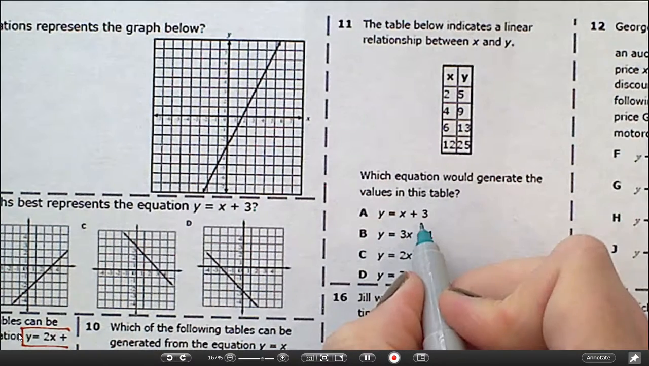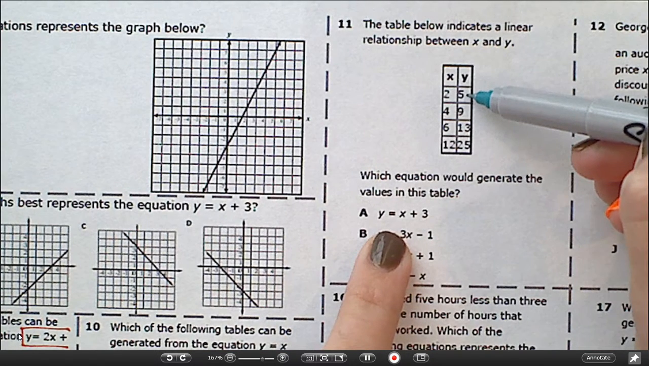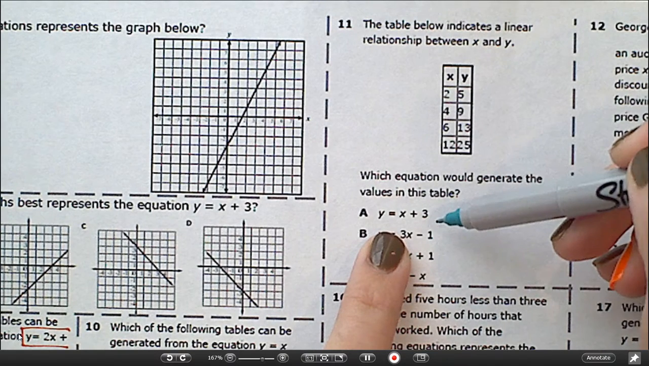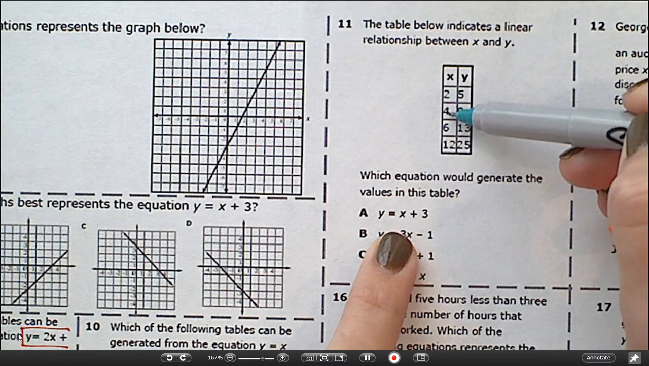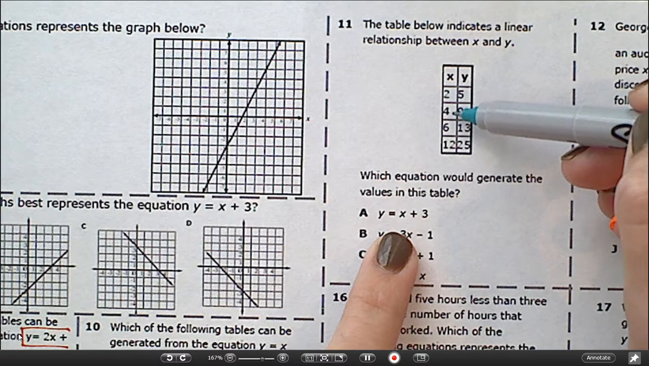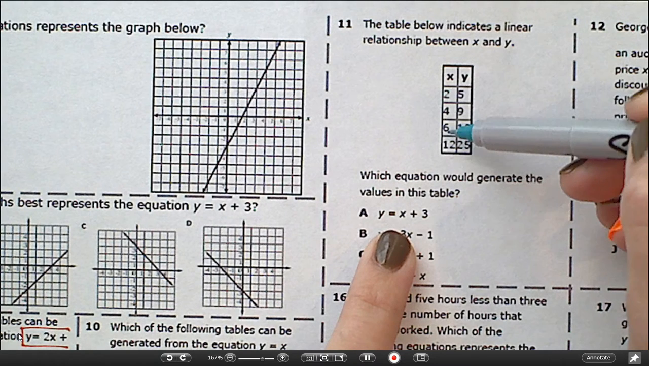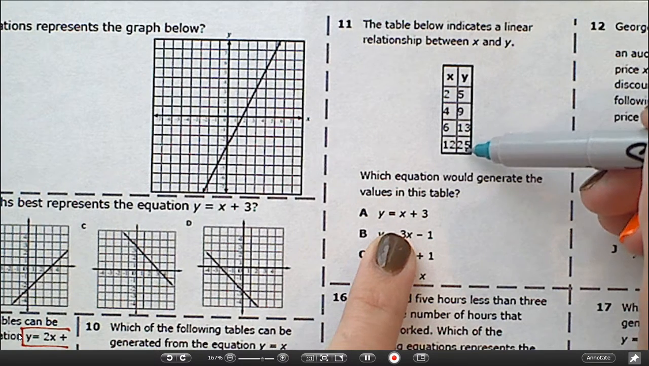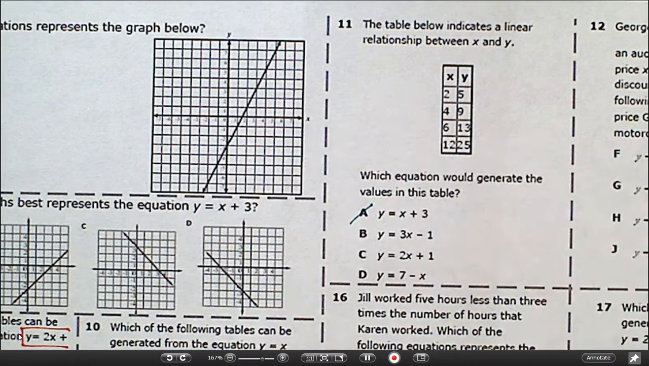y equals x plus 3. Well, up here, does 5 equal 2 plus 3? Yes. But I can't just go ahead and circle A. I need to test the rest of the table. So 9 equals 4 plus 3. 4 plus 3 is 7. So that does not work. Let's keep going. 13 equals 6 plus 3. Nope. 6 plus 3 is 9, not 13. 25 equals 12 plus 3. Should be 15. So that doesn't work either. So A is gone.